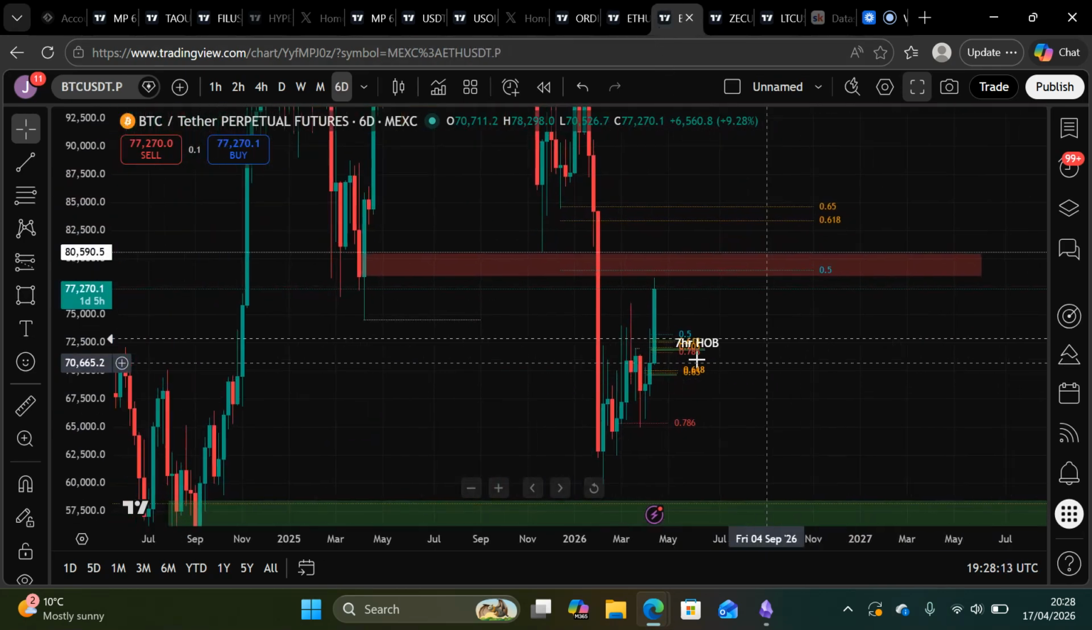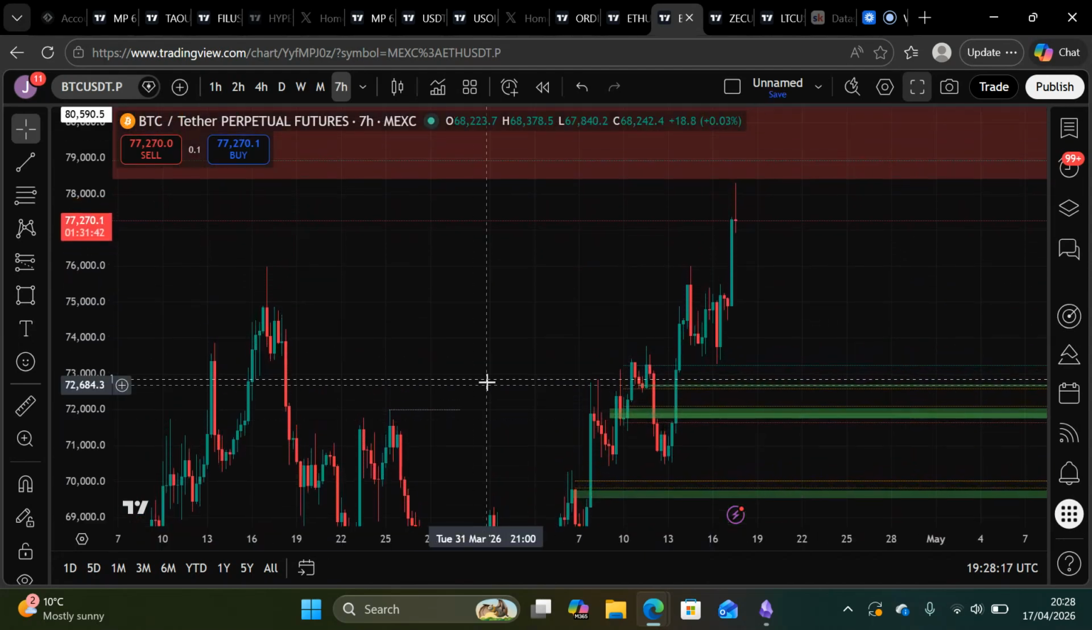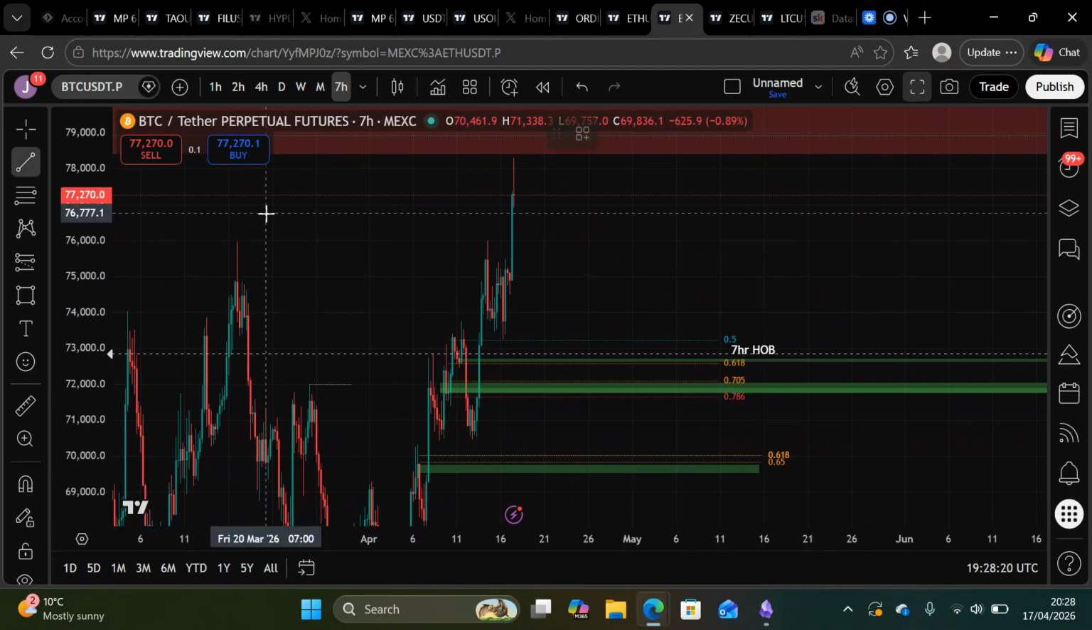Similar with the BTC scenario here. So BTC is in a bit of a similar position. Again, we have our previous swing high. We have our close past our previous swing high here.